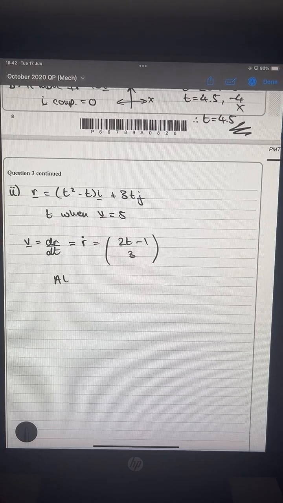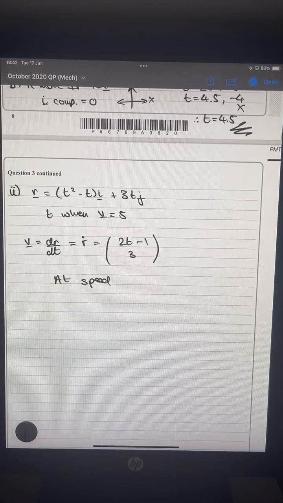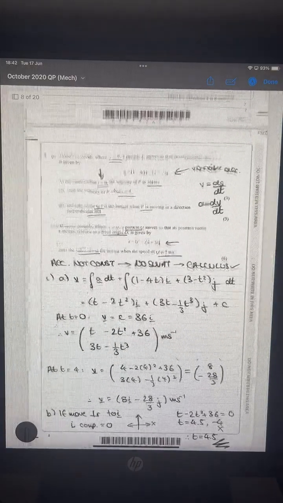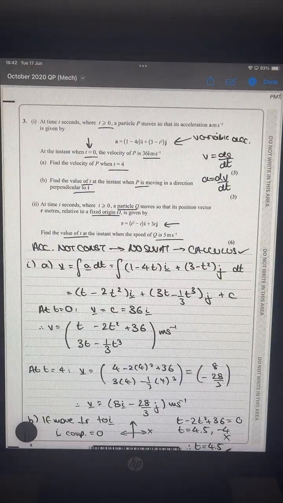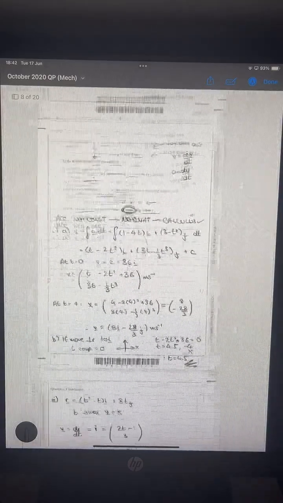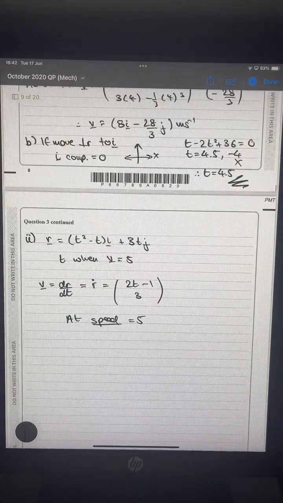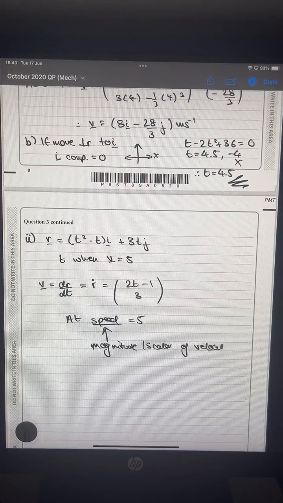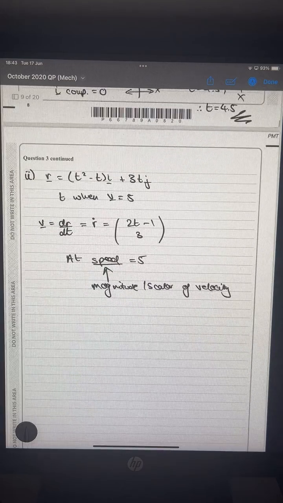So at speed equals 5, this is the important part of the question, and I need to make this very important. Speed. They have told you the speed is 5. That's why this is 6 marks, because you might be thinking, oh, this is not much. Speed, what do we know about speed? That is a magnitude or a scalar of velocity. This is one of the things that trips people up a lot. So if you're taking away something from this, make sure you do this.